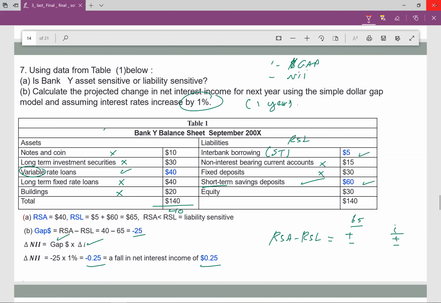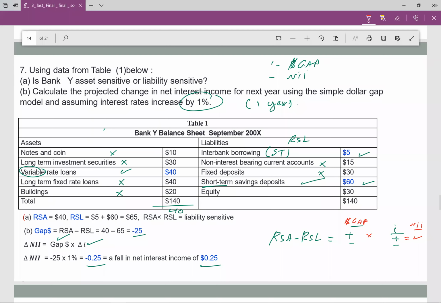Easier for you, if the gap, this is the gap. If the gap is plus and the interest rate is going up, I'm fine, because plus times plus is plus. This is the impact on the net interest income.